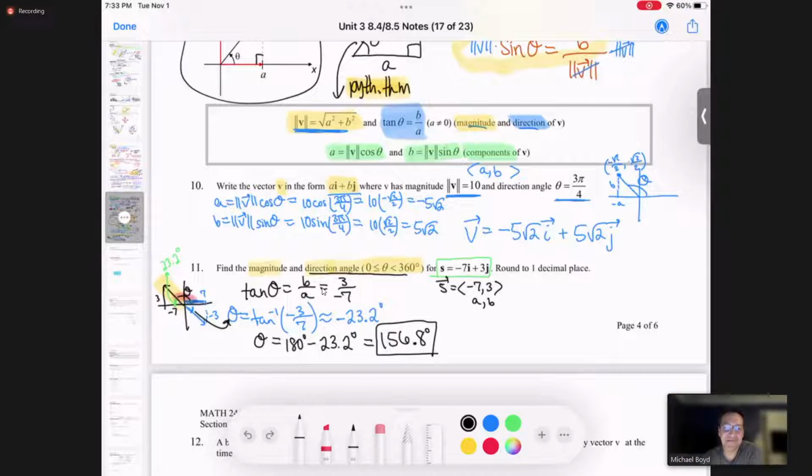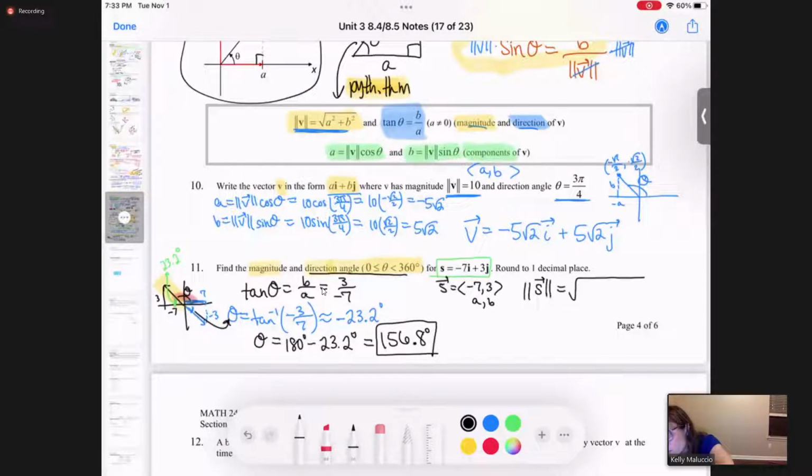And then to get our magnitude, we still didn't get that, right? Our magnitude, the norm or magnitude of S with the double bar, is just the square root of each of our components squared. So -7 squared plus 3 squared, so I get the square root of 49 plus 9, so we got 56 maybe. Oh wait, that is not right. 49 plus 9 should be 58, right?